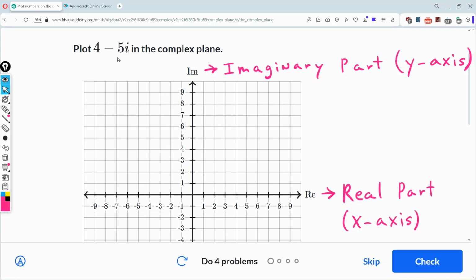Recall that complex numbers have both a real and imaginary part. The real part is the number without the i, and the imaginary part is the coefficient in front of the i.